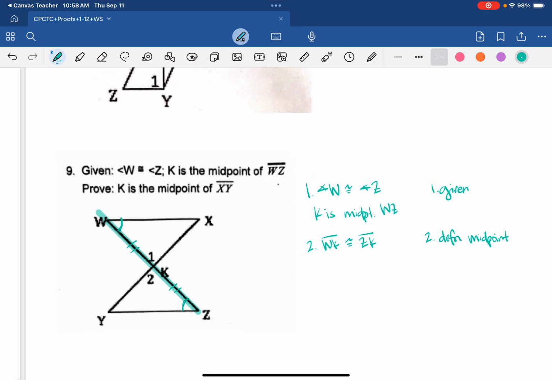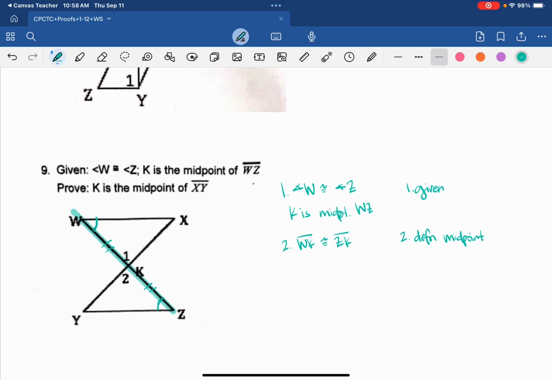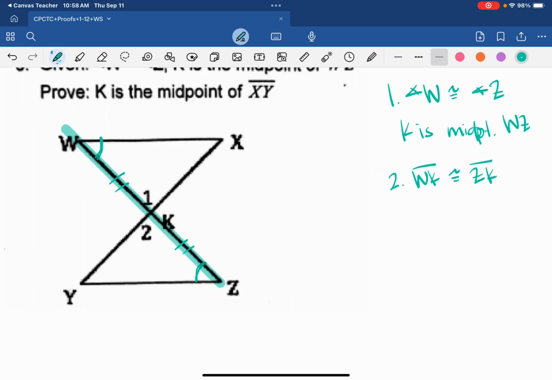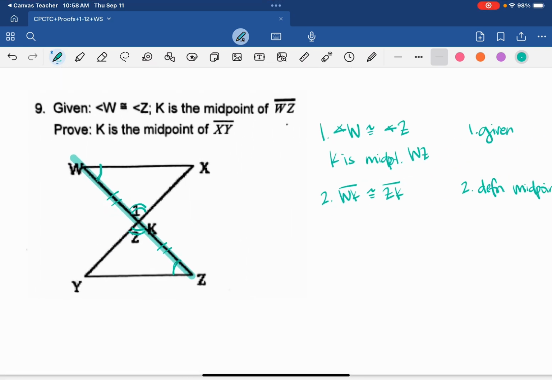Now, I only have 2 things marked right now, so here's where we need to go through our checklist of 3 things to look for. We have some vertical angles at angle 1 and angle 2. So I can mark those two guys congruent and make sure that we list it in our statements. They're already numbered for us, which is nice. Angle 1 is congruent to angle 2.